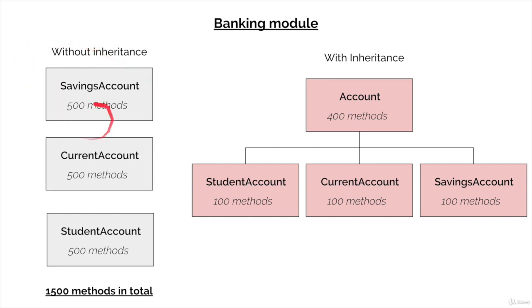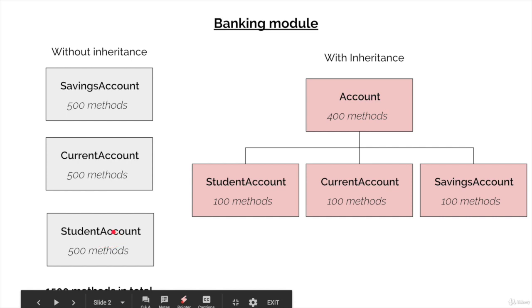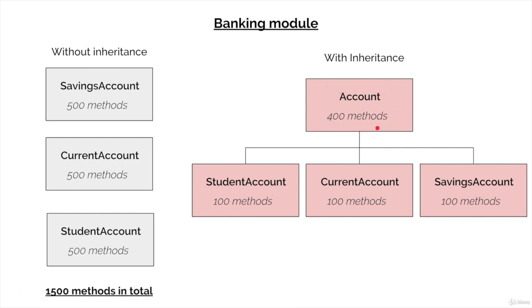In this method, you have to write the withdraw function in savings account, you have to write the withdraw function in current account, and you have to write it in student account. So all three places you have to write the withdraw function. But over here you write the withdraw function once in the account class, and all three classes can inherit the account class and by default have access to the withdraw function. So if a user wants to withdraw from the student account, we call the withdraw function available in the account class. Similarly for current account and savings account. This promotes reusability a lot.